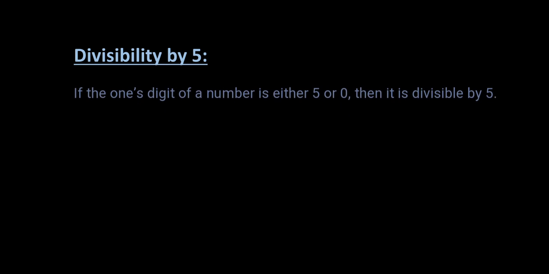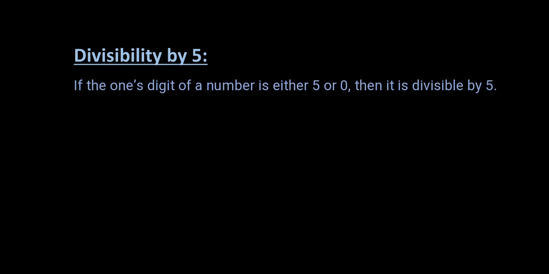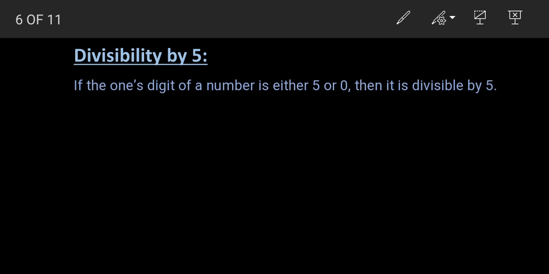Now come to divisibility by 5. It is very simple. Here, without doing any calculation, you can say whether any number is divisible by 5 or not. If the ones digit, meaning the last digit of the number, is either 0 or 5, then that number is divisible by 5, otherwise that number is not divisible by 5.